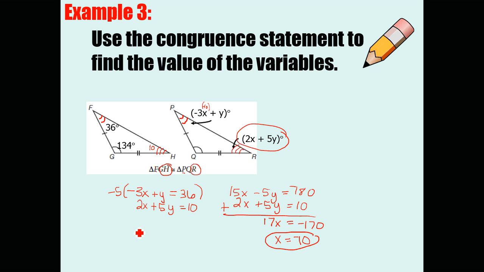Once we find the x, we're going to go ahead and plug them into one of these equations. I think I'll choose the bottom one here because that had no negative values for me to worry about here. So I'm going to take 2 times negative 10 plus 5y had to equal 10. So 2 times negative 10 is negative 20 plus 5y had to equal 10. So I'm going to add the 20. 5y equals 30. That means y equals 6.